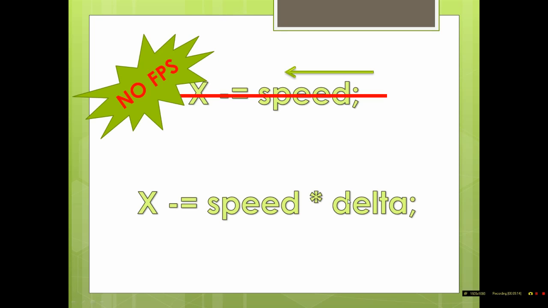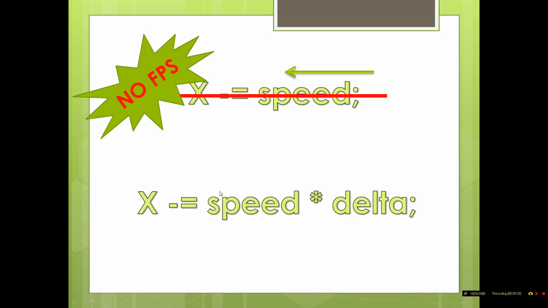On a really fast computer, a supercomputer running 9,000 times a second, that supercomputer is going to force delta to become really small. And when I multiply speed by a really small value, it's going to result in a really small speed value.